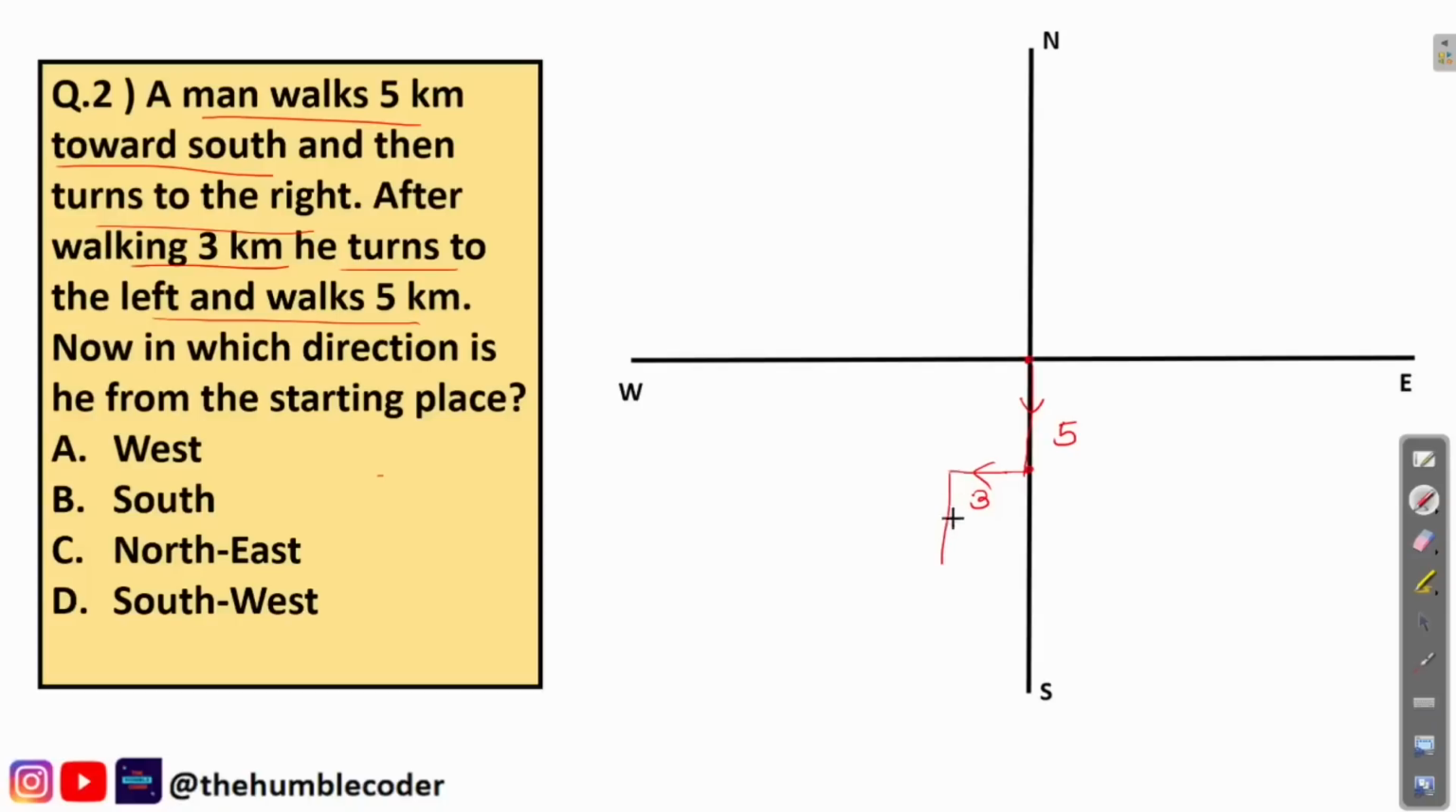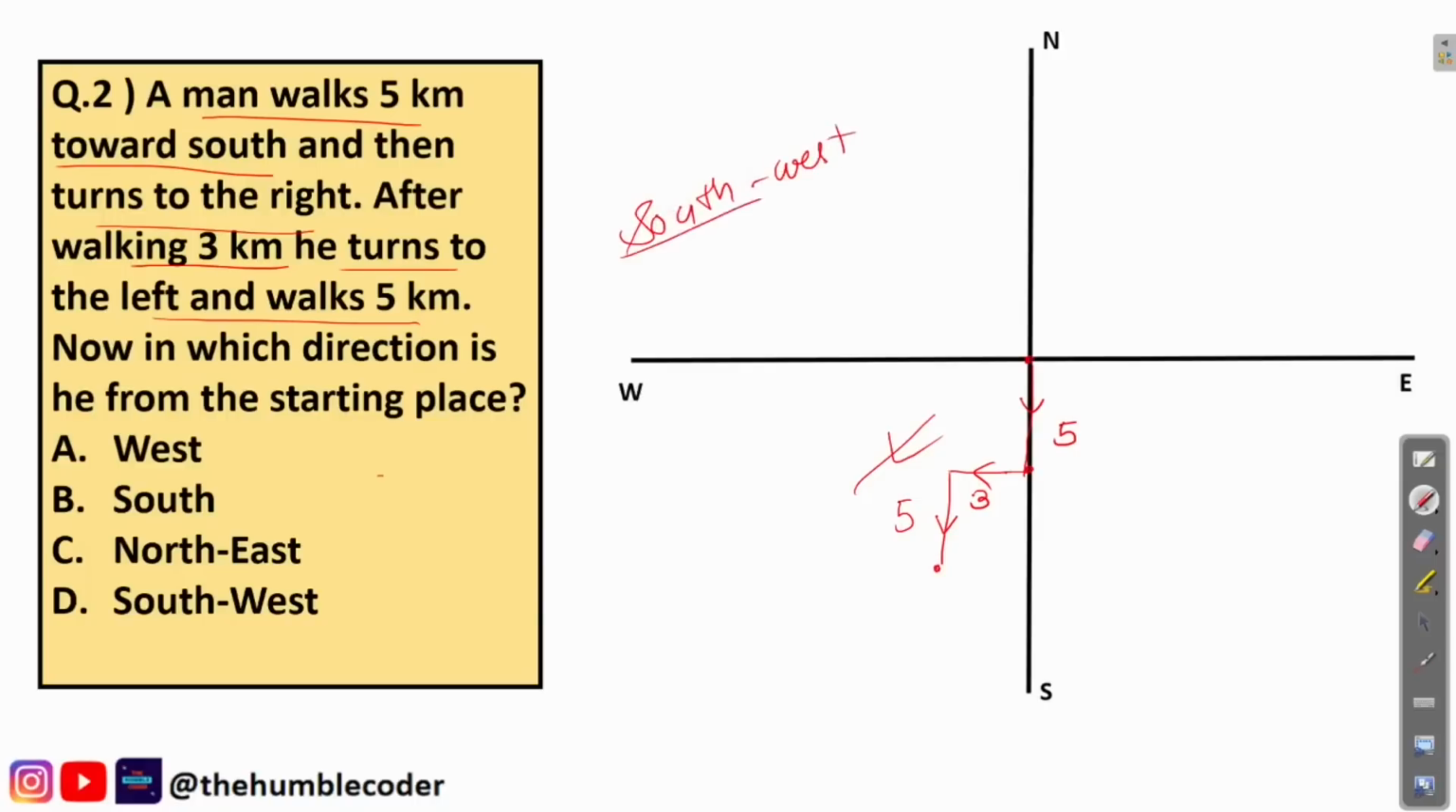So the left for this person will be this. So 5 kilometers towards the left. Now, in which direction is he from the starting point? So basically he is in this direction, right? So what is this direction called? This direction is called southwest.